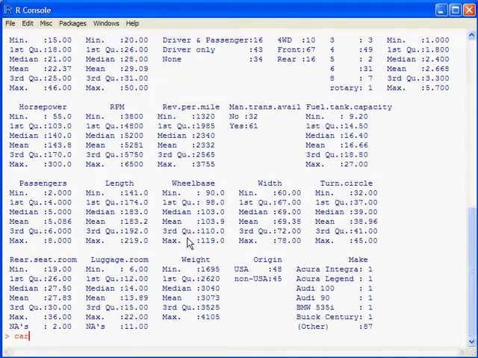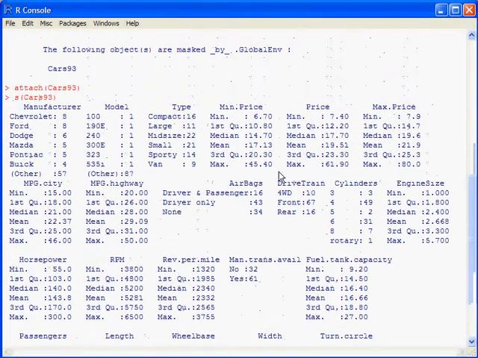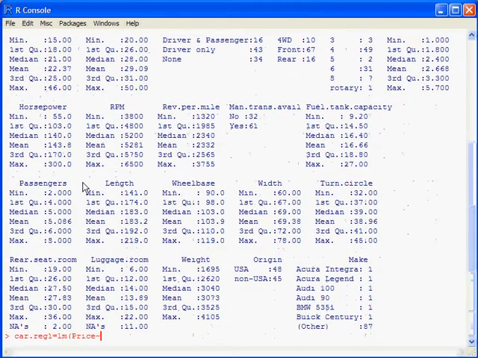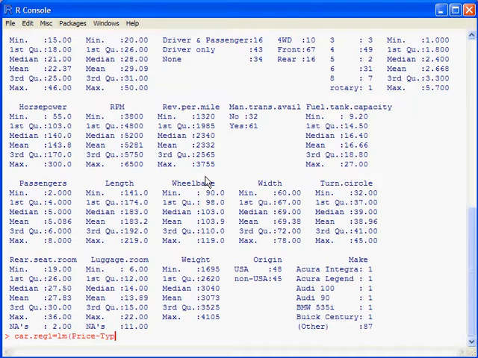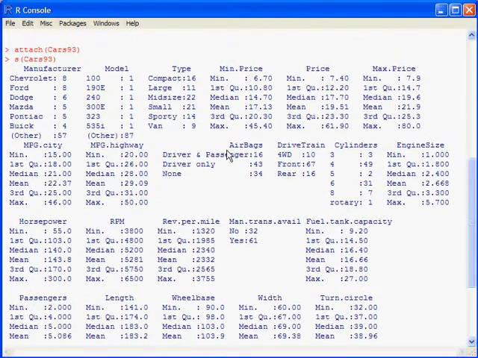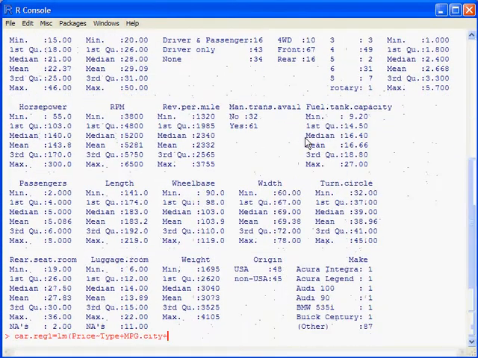We'll call it car.reg1 equals lm price tilde. And we'll just go through and put all these in: type plus mpg.city plus airbags, drivetrain, which will also set up dummy variables, since there are three categories for each of these, so R will give two dummy variables.